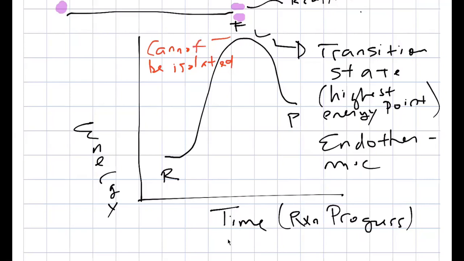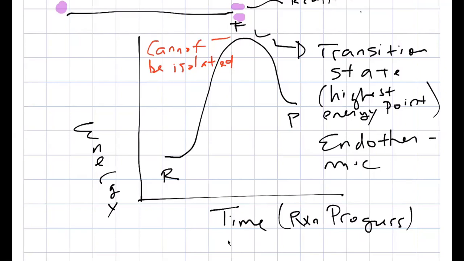Right. So it can't be isolated. It's theorized, it's a proposed structure. It's also the highest energy point on the energy diagram, and it's the place where bonds are made and broken. You can tell by the name, it's a state of transition. The reactants are becoming the products.